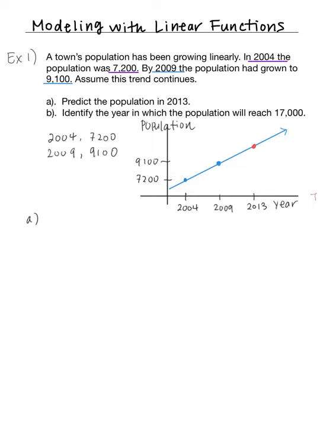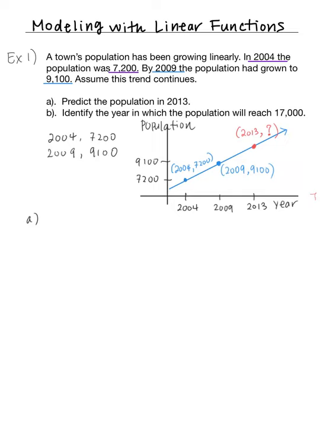Now, if I look at this in terms of x and y, then I can call this point (2004, 7,200). I know those are really big numbers. And the second dot is (2009, 9,100). So what the question's asking is, when x is 2013, what is its corresponding y value? Now, in order to find that y value, first we're going to have to come up with the equation of this line. So let's work on that first, and then we'll deal with the rest of it later.